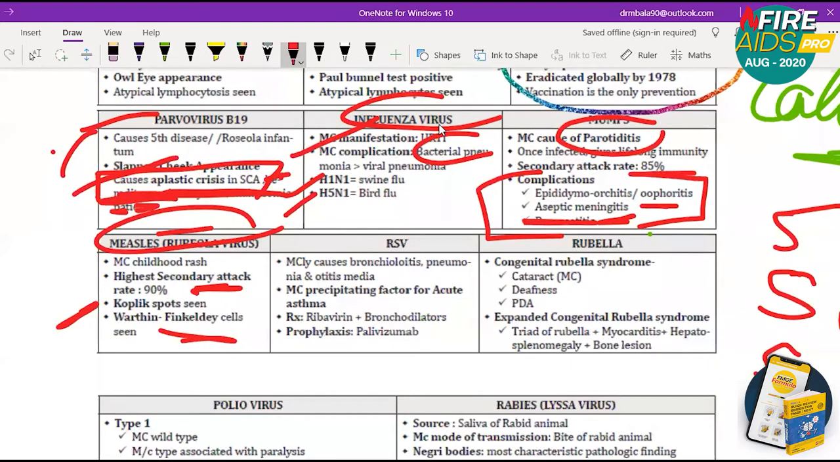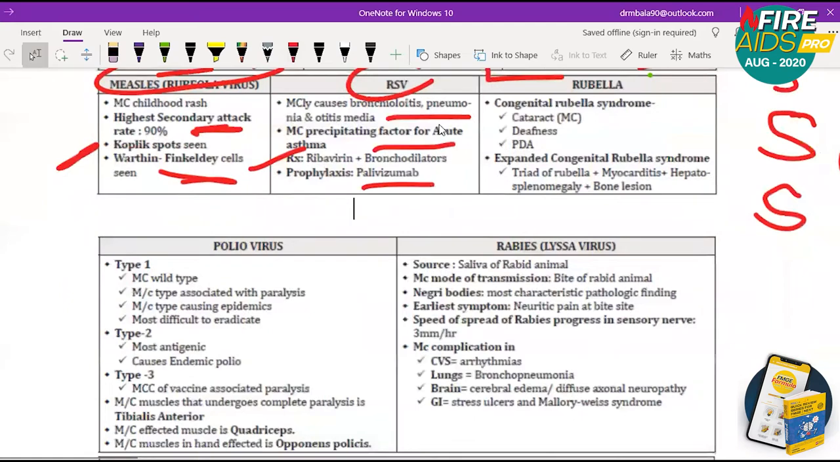Then comes RSV, respiratory syncytial virus. It most commonly causes bronchiolitis, pneumonia and otitis media. The most common precipitating factor for acute asthma is RSV. Treatment is ribavirin and bronchodilators, prophylaxis is palivizumab. Again, I'm not going to talk about treatment anymore.